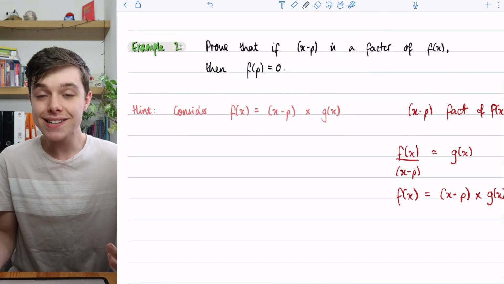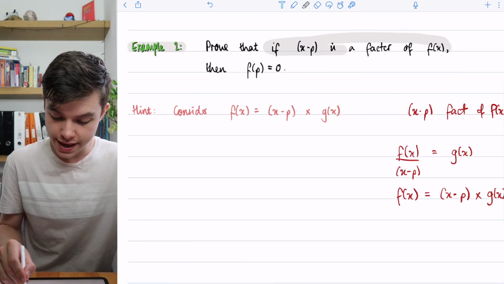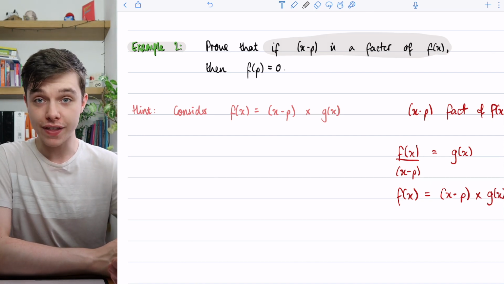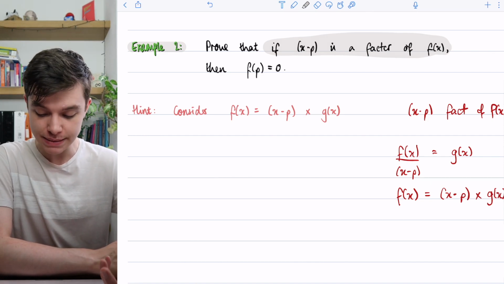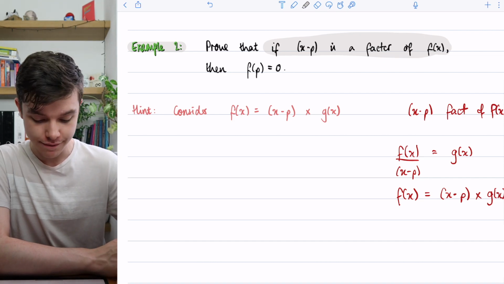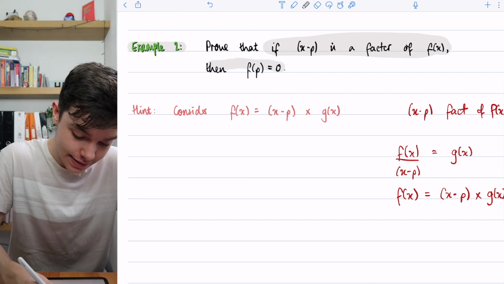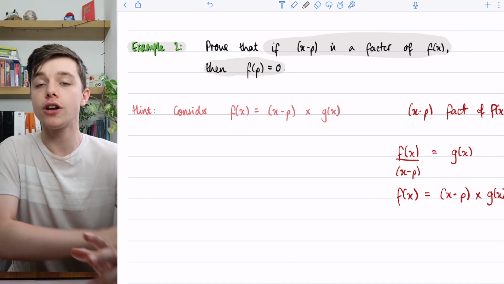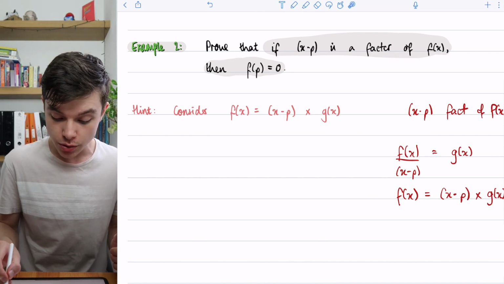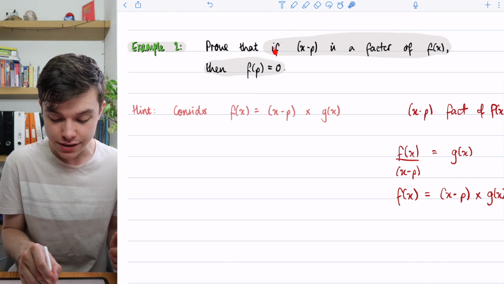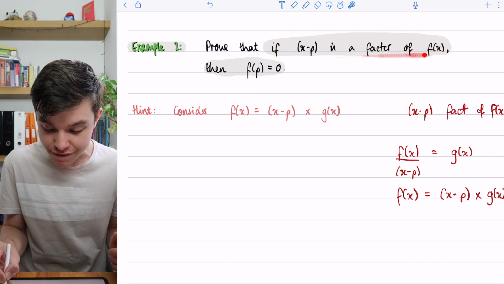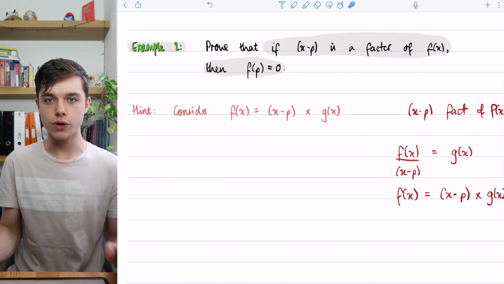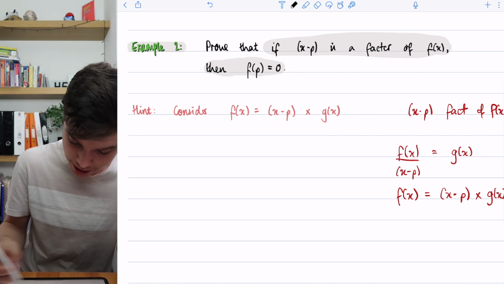So what I'm going to do to start the proof is use this piece of information here. We're saying prove that if x minus p is a factor of f of x, then this is the case. So this "then" bit I'm not going to use for the minute, because we're going to try and prove that. I'm going to use the "if" part: if this is a factor of f of x, then the information at the end is true. So let's do that.